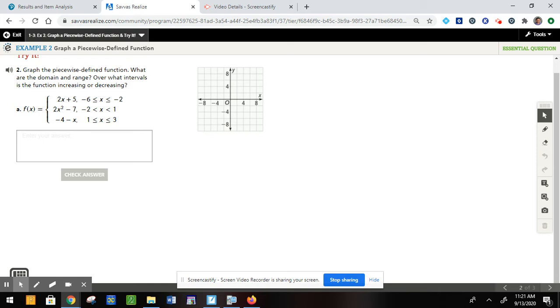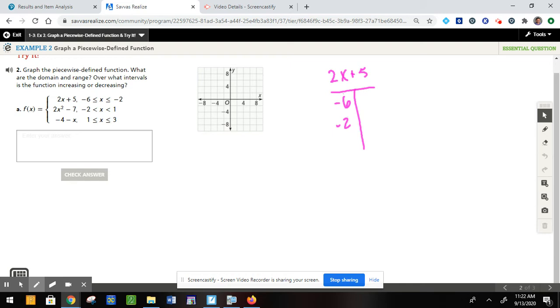All right, so you're just, again, graphing each of these 3 pieces over these 3 separate intervals. So I think the first thing I would do is I'm going to just figure out, well, 2x plus 5 is a line. So for 2x plus 5, we'll make an xy chart. I'm getting 2 ordered pairs. Since it's between -6 and -2, I'm just going to figure out what are the ordered pairs at those exact spots. Then I'm going to draw a line between them.